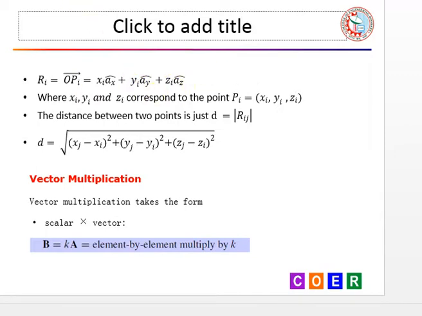Now we explain vector multiplication. Vector multiplication takes several forms. The first one is scalar multiplied by a vector. Then a new vector quantity will be created, and we can give it the name B. So B equals K times A. Basically, we multiply element by element by K.